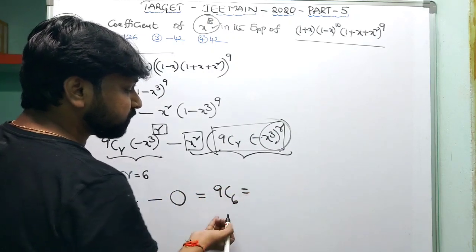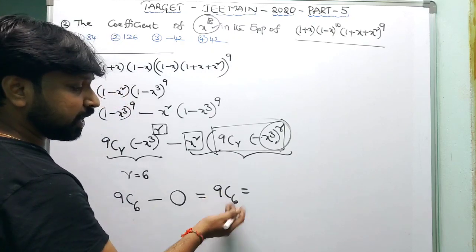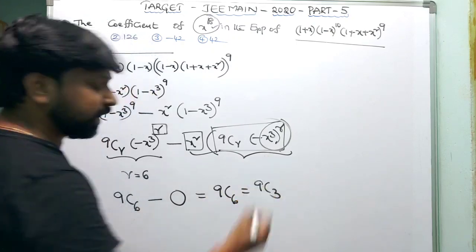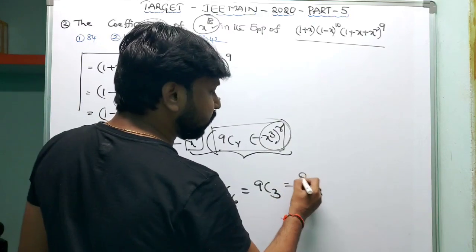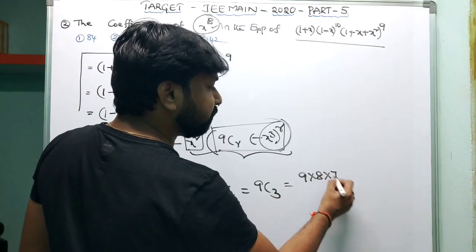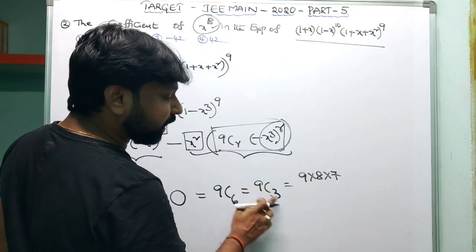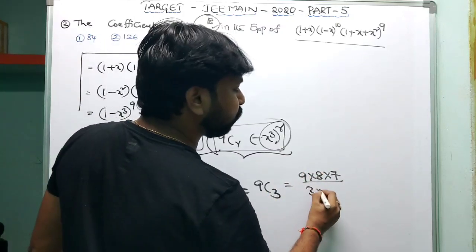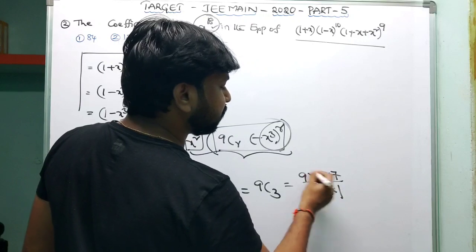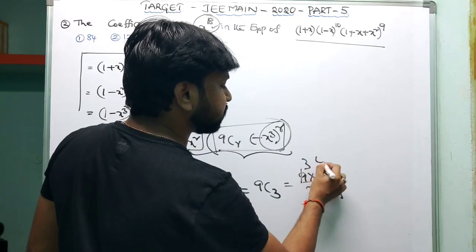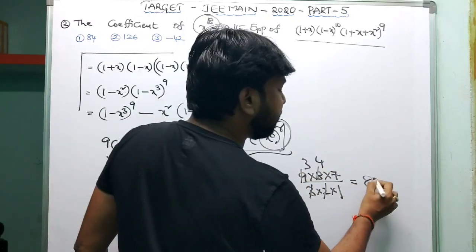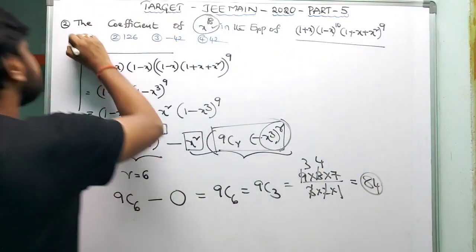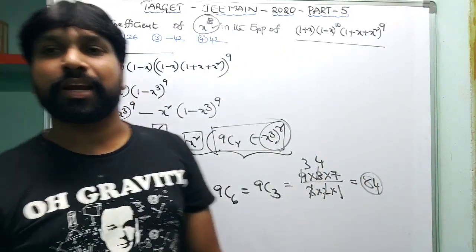9C6, what is the formation, friends? NCr can be written as nC(n minus r), so 9C3. Now the shortcut formula is what? 9 into 8 into 7. Why? Because nC3 means from 9 write down 3 digits: 9, 8, 7, whole by 3 into 2 into 1. So 3 3s are cancelled, 2 4s are cancelled. That's what 84. So what is your answer, friends? 84. The first option is the correct answer.